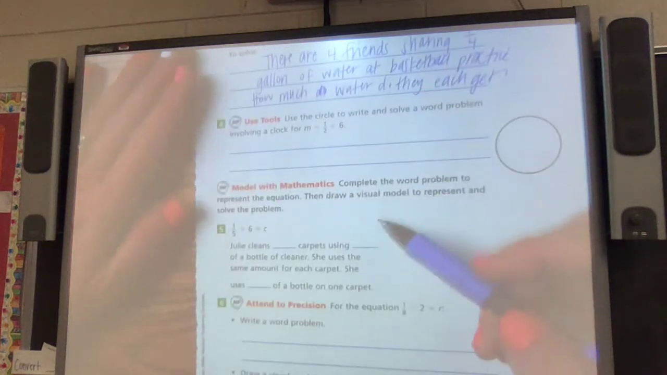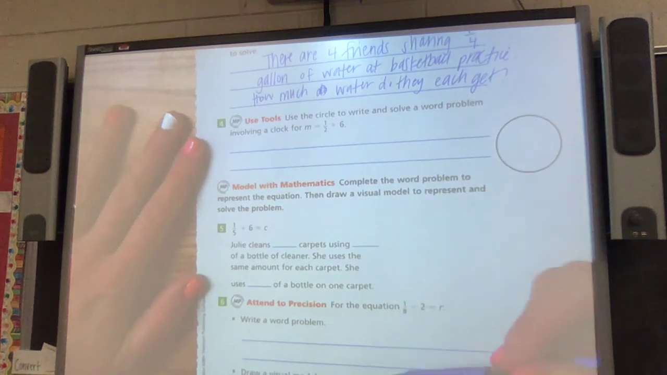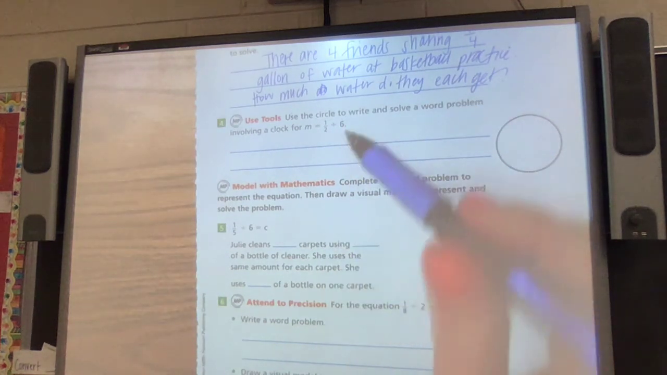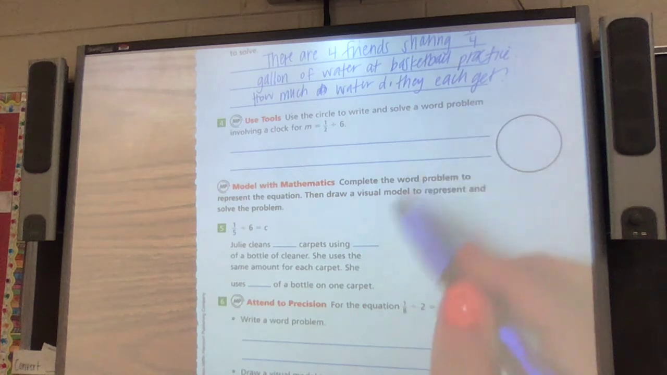Okay, I want you guys to do 4, 5, and 6 by yourself. We've done all of these. Think of a word problem, write those, and draw those visual models to help prove your answer. And do your very best.